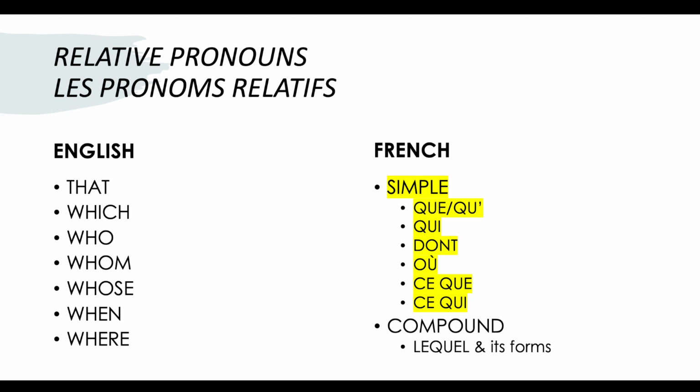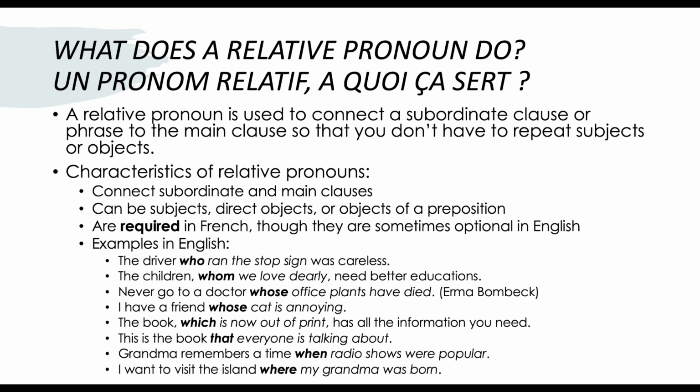In French, we have two types of relative pronouns that we like to talk about, and they are simple and compound or composed. The nice thing about the simple relative pronouns is that they are invariable and don't have to agree in gender and number. So we have que, or qu' if the word that follows starts with a vowel. We also have qui, dont, où, ce que, ce qui, and then for the composed or compound relative pronouns we have lequel and its various forms. That one is variable, and I will talk about that later.